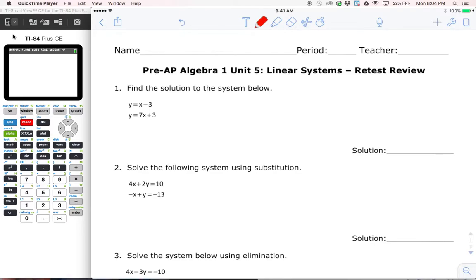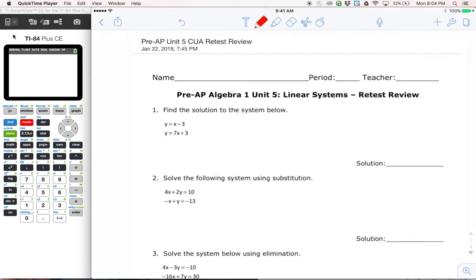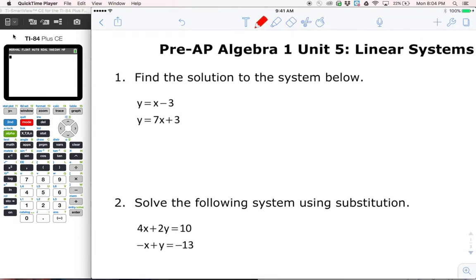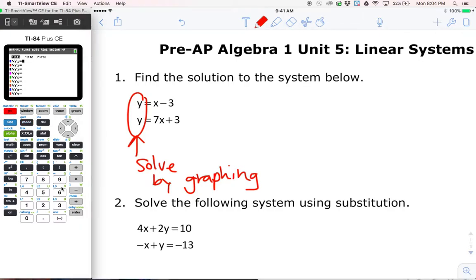All right, problem number 1, find the solution to the system below. So we've got y equals and y equals. The fact that they're both y equals should tell you that you want to solve by graphing, because it should take just a couple of seconds here. Let's take a look at my calculator. We're going to go to y equals. We're going to type those in. So we've got x minus 3 for the first one. For the second one, we've got 7x plus 3.